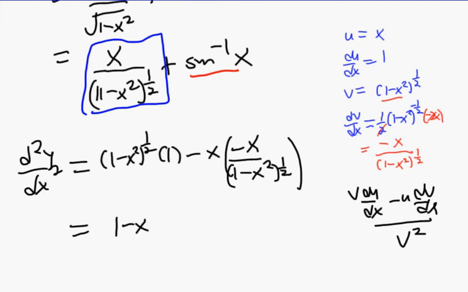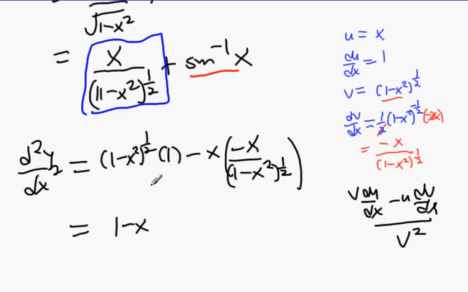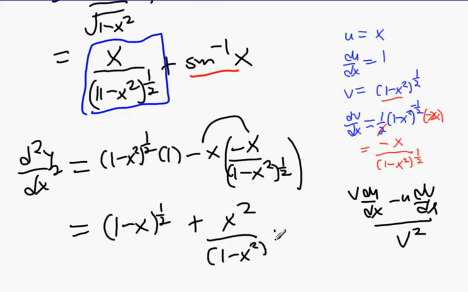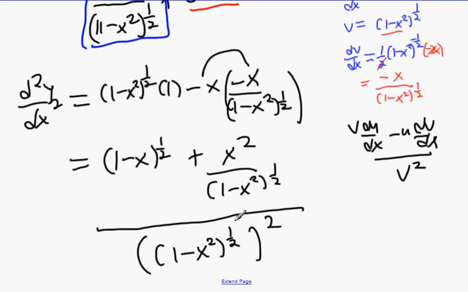Now, what happens now is this. 1 minus x squared to the power of a half is what that part turns into. This part here turns into minus x by minus x, which is plus x squared, over 1 minus x squared to the power of a half. All over, on the bottom it was 1 minus x squared to the power of a half. It's v squared, isn't it? So it's the power of 2. What's a half to the power of 2? 1. Well done. You know your indices off by heart now.